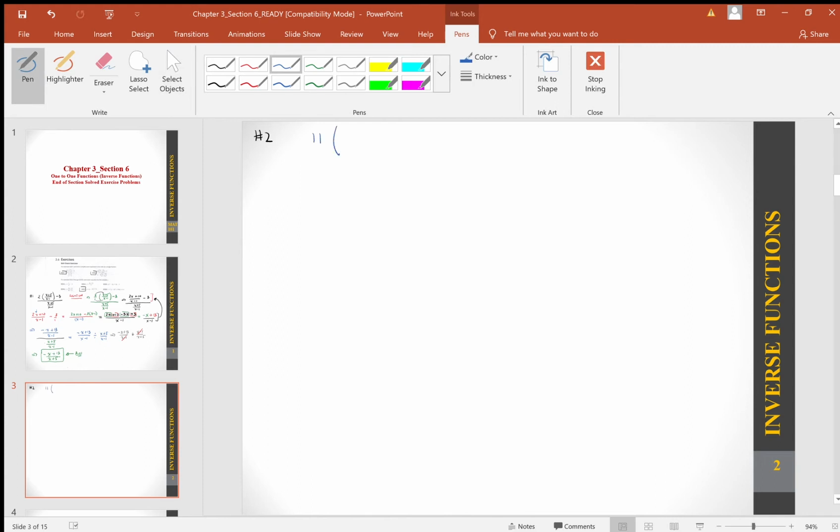11 into (2x minus 4) over (3 plus 5x), plus 5, divided by 4 minus 7 into (2x minus 4) over (3 plus 5x).